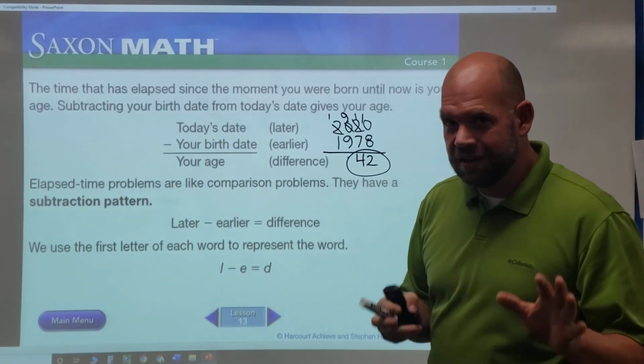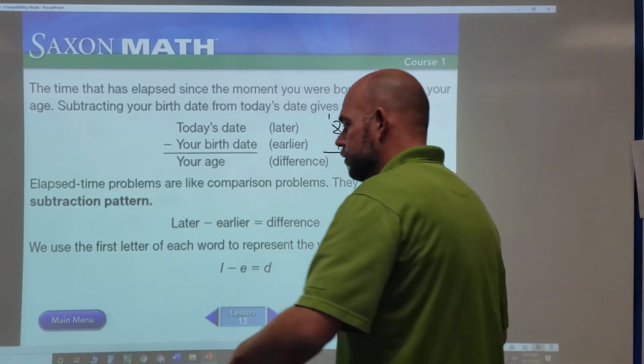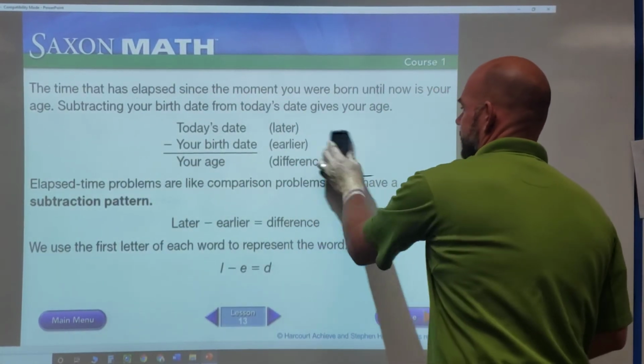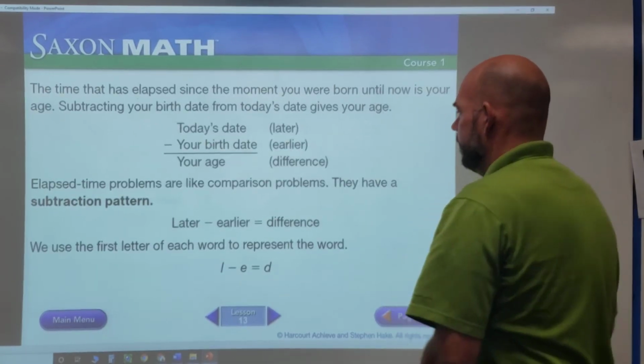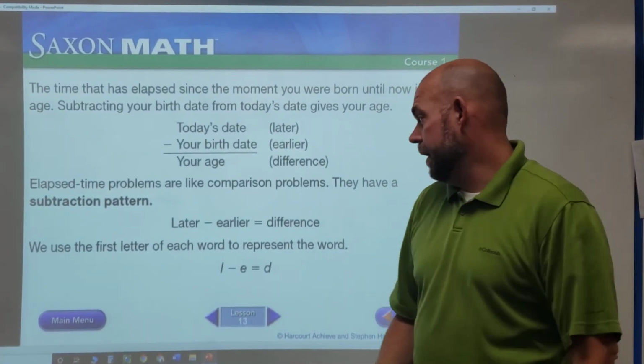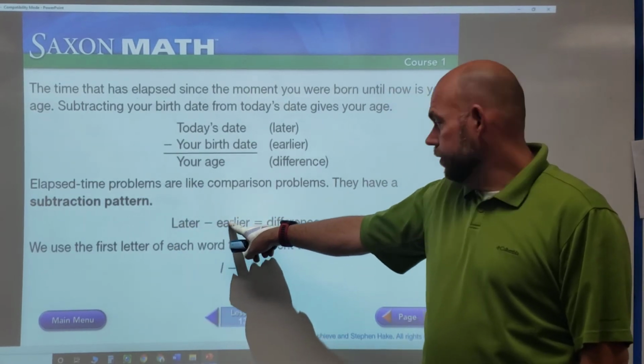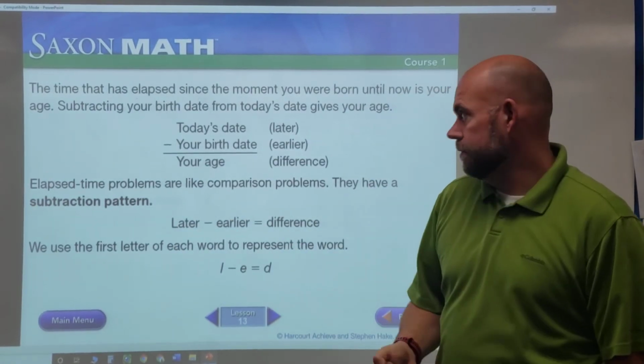So it's not exact because we're not doing months. We could do this with months. We're going to do that in a later lesson. Let's just stick to years for now. All right, so these are comparison problems. They have a subtraction pattern. You take the later date, you subtract the earlier date, and you solve for the difference.